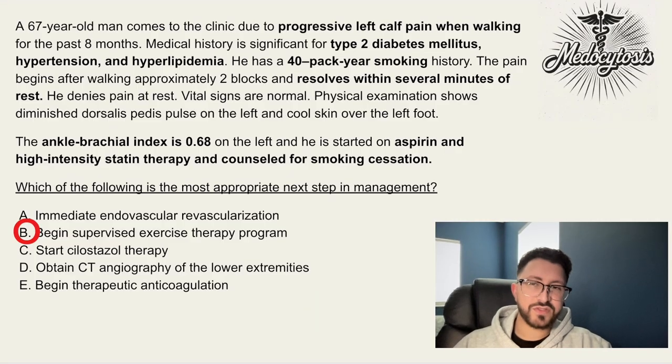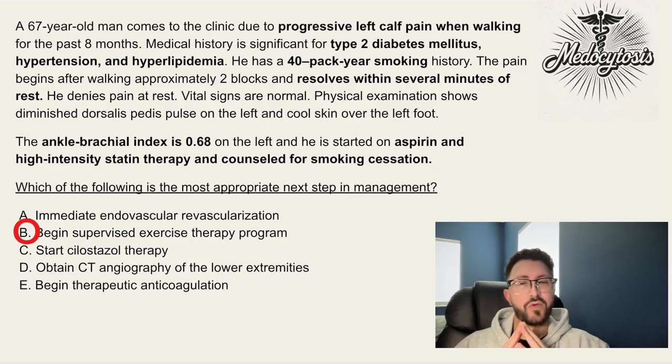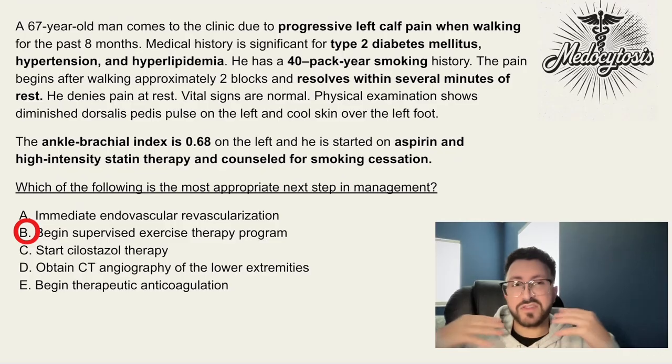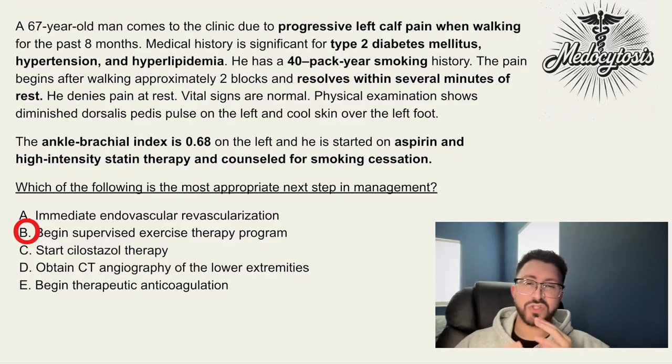And last but not least, immediate endovascular revascularization. This is absolutely last resort. You don't want to do any aggressive surgeries like revascularizing with a stent or bypass. You only do this when there's chances of ulcers forming, when you've done everything else and they're not working, when you've done the exercise therapy, when you've done the Cilostazol, and you've given the statin and the aspirin, and you counseled for smoking cessation, and it's still there, they're still symptomatic, that's when you do A. But in this situation, we're still in the beginning stages of the PAD. We don't want to go that severe yet.